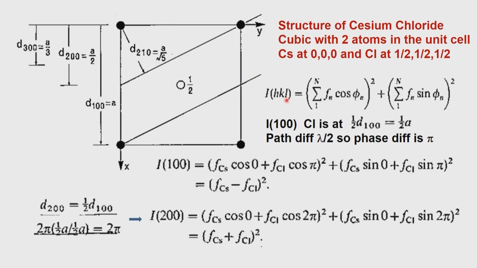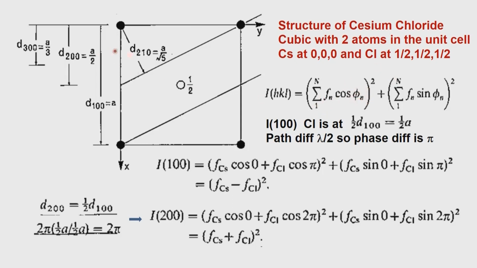Therefore, the intensity of HKL is the sum over 1 to n of f_n cosine phi_n, whole squared, plus the sum over 1 to n of f_n sine phi_n, whole squared. So this is a general expression for intensities. Any compound's intensity for any given HKL can be calculated based on how many atoms there are in the unit cell and what their contribution is to a given scattering angle.